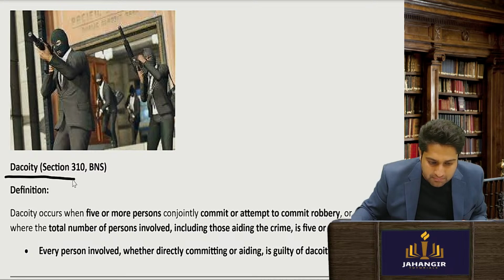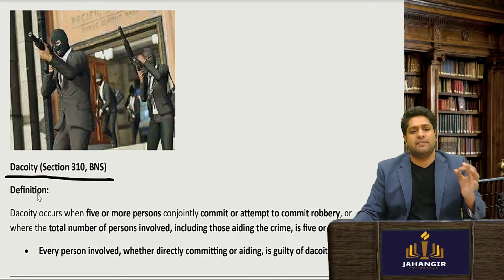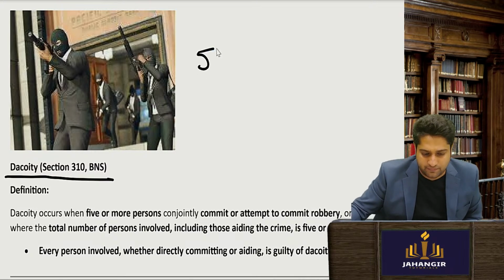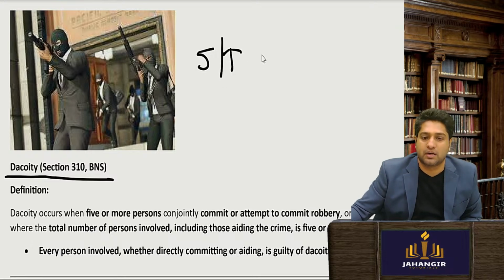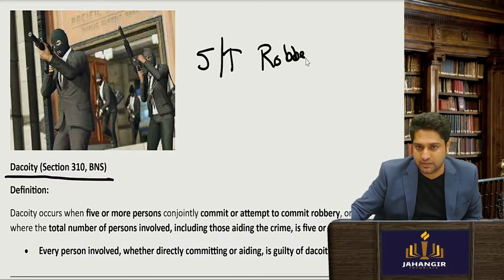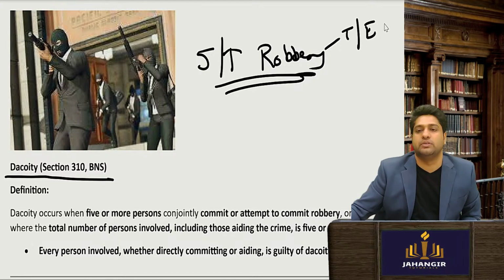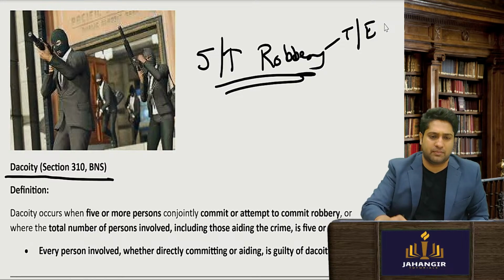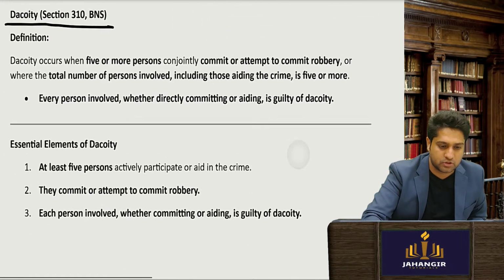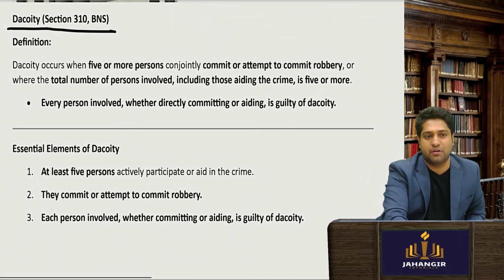Now what do you mean by the term dacoity? Very, very important. When 5 or more persons come to do robbery. Now in robbery it could be theft or it could be extortion. 5 or more people have come. That is the most important thing. So all of them will be held liable for dacoity.